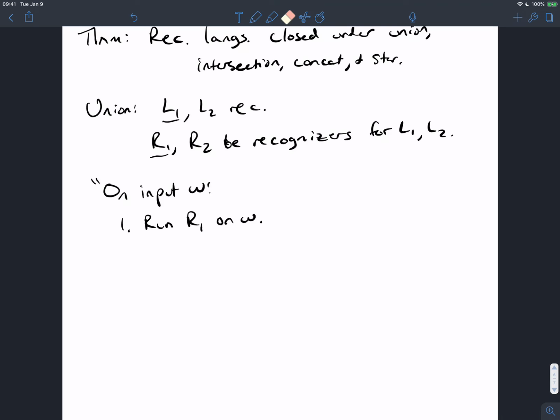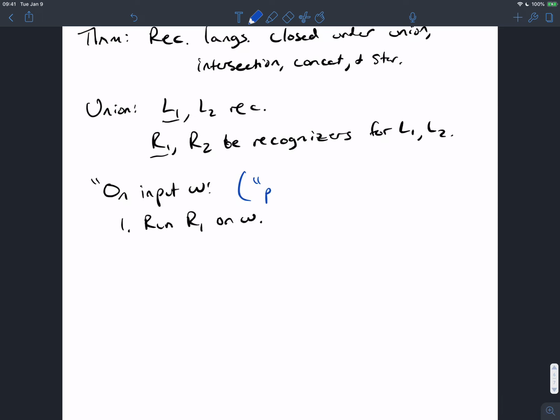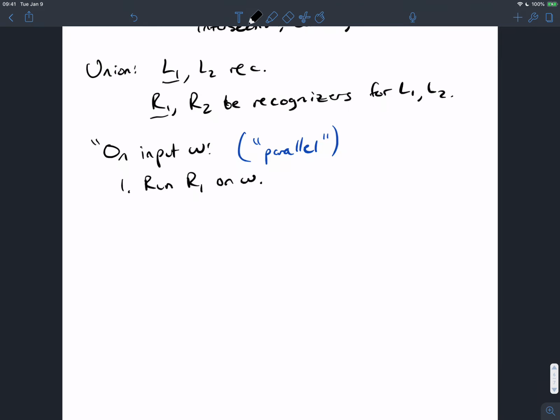Oh, so let's try them in parallel. So, better idea. Well, what does run in parallel mean? Maybe what we can do is simulate R1 for one transition, and then simulate R2 for one transition. And then what if one of them accepts at that point? Is it in the union? Yes. Well, then I say accept. What if both of them said no?